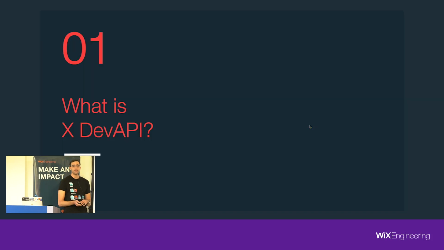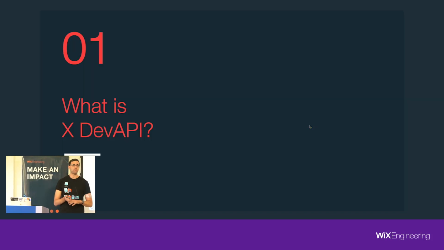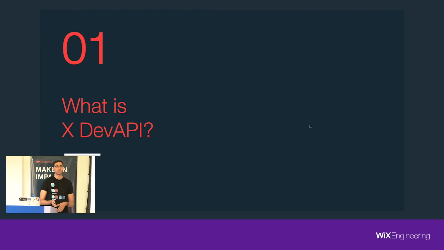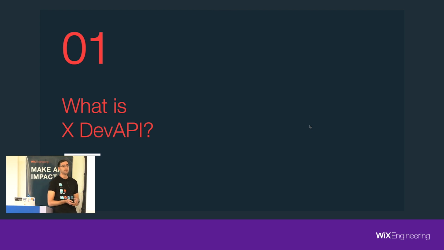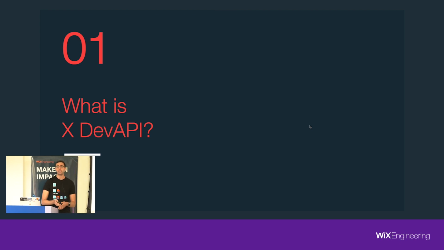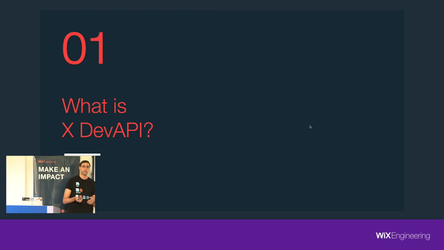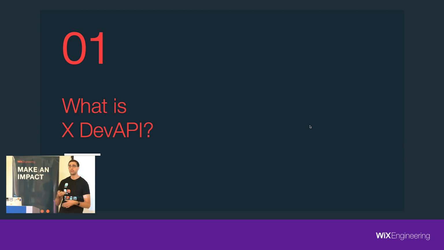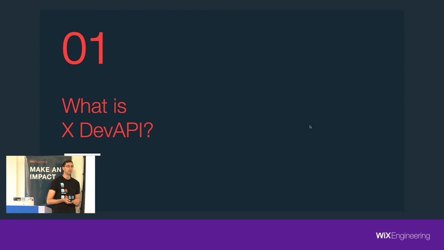So what exactly is the X DevAPI? Basically, the X DevAPI is a high-level database API that wraps a couple of other APIs underneath and allows us to work in a schemaless fashion. No need to create tables, no need to create other database objects. You just use the native client language you're working in to interact and work with the database itself.